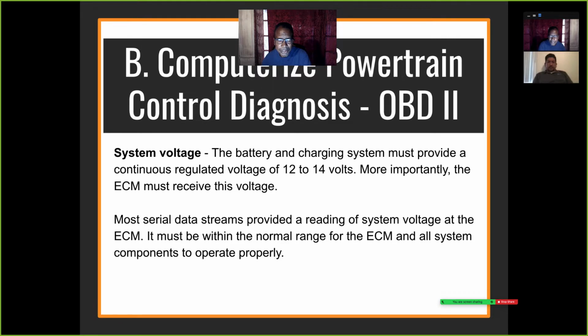Most serial data streams provide a reading of system voltage at the ECM. It must be within a normal range for the ECM and all sensor components to operate properly. So in other words, if you have a charging system problem, the ECM is going to give erroneous signals out to the actuators, or drivability problems. System voltage also keeps the memory alive and supplies power to it. It's essential.